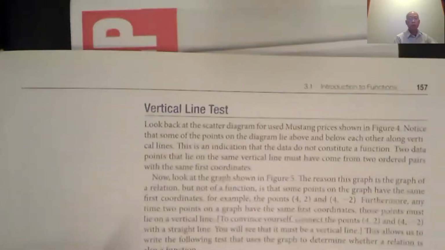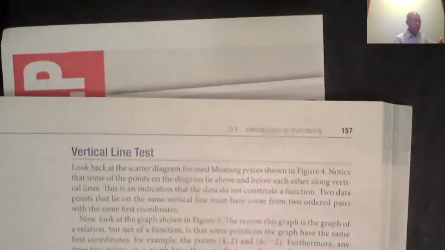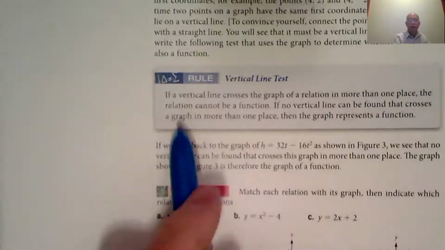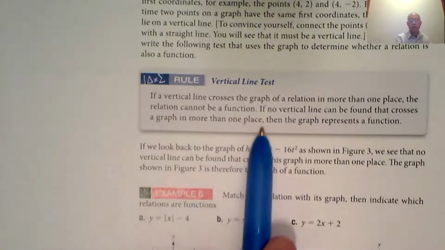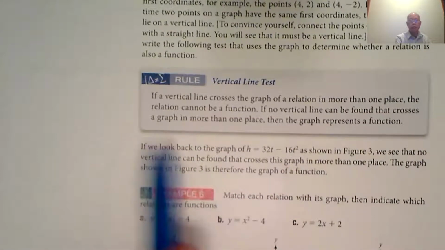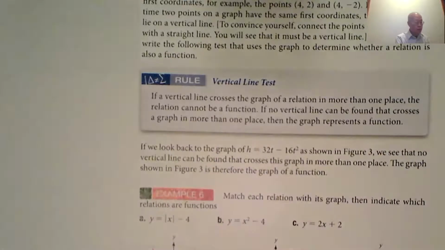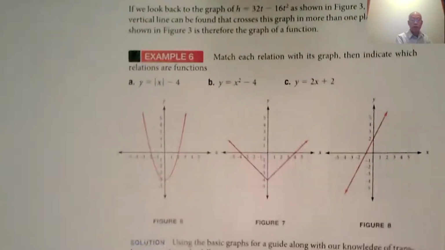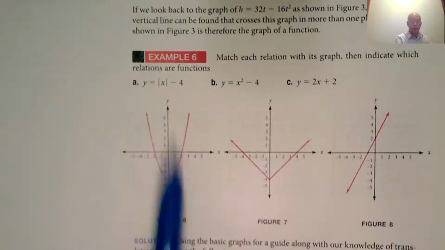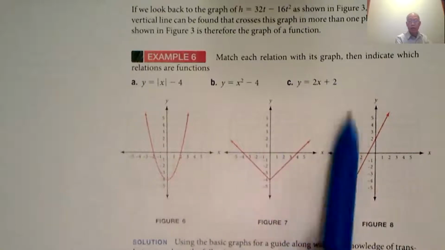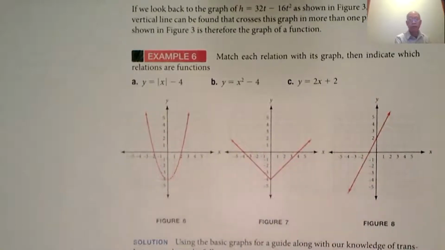We have something called the vertical line test for graphs. It's on page 157. Vertical line test: if a vertical line crosses the graph of a relation in more than one place, the relation cannot be a function. If no vertical line can be found that crosses a graph in more than one place, then the graph represents a function. Here are some examples of functions. For each of these graphs, if I draw a vertical line anywhere, it will touch the graph in only one point at most. So they are considered functions.